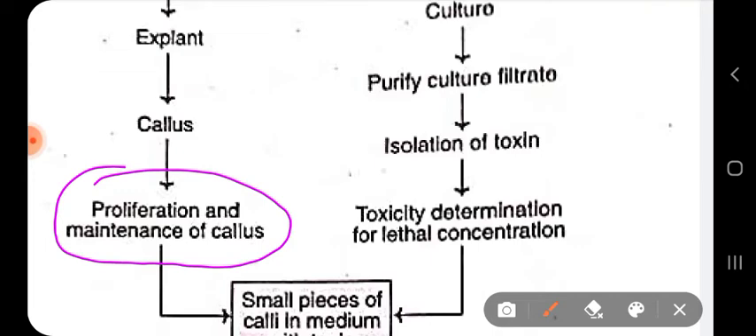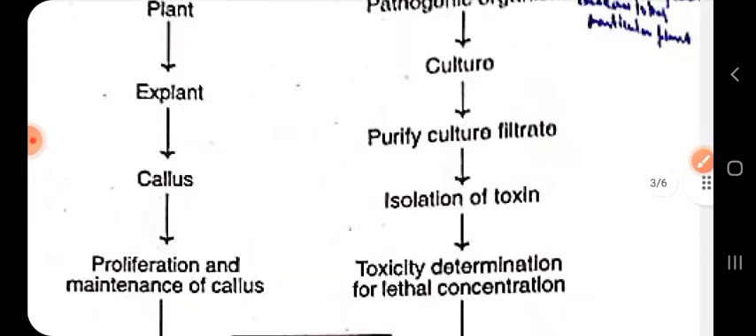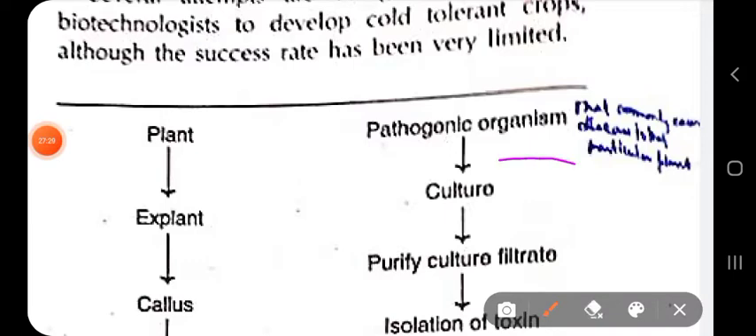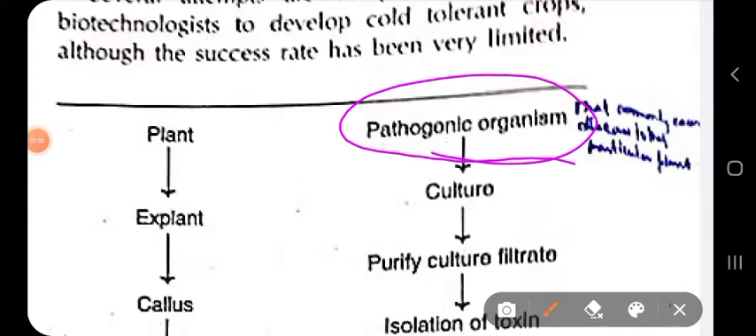On the right side, you see a pathogenic organism is also being cultured. That means this part is related to the microbiology part. So in a different lab we are culturing the pathogenic organism that commonly causes disease to that particular plant. That means we want to make this plant, the plants that we will derive from the explant of this plant, resistant to this pathogenic organism.